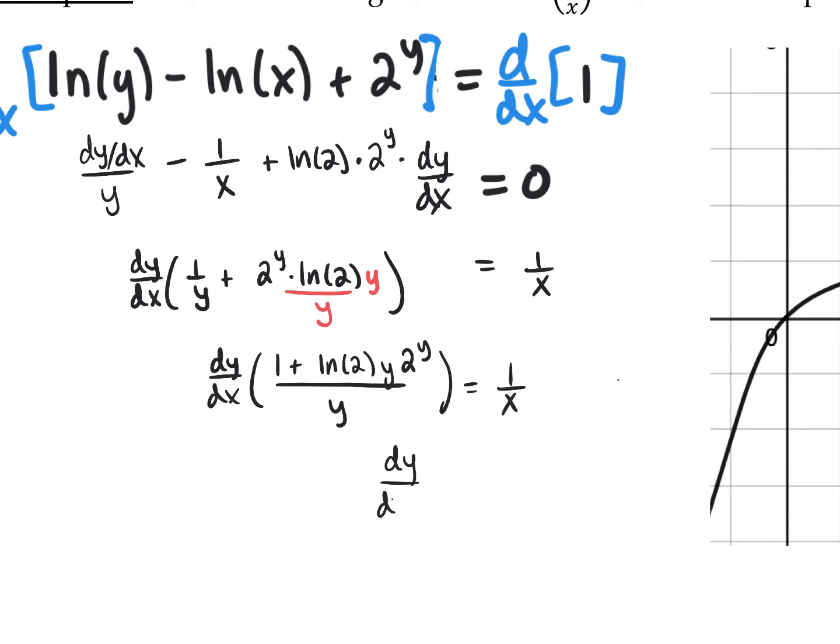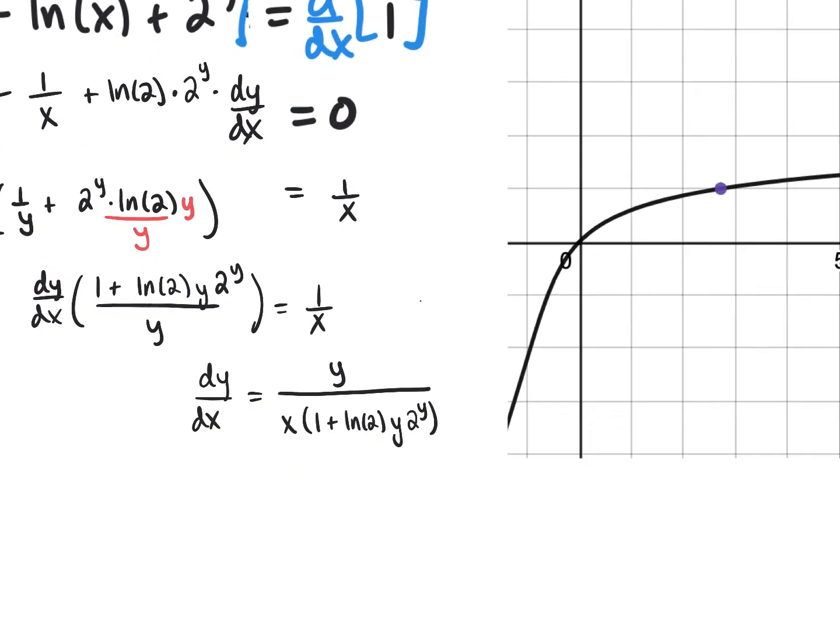So now in order to divide, I really just need to cross multiply. So it's going to be y over x times 1 plus the natural log of 2 times y times 2 to the y. And now I need to actually evaluate this at the given point, which was at e comma 1. So we're putting 1 in for the y, e in for the x's. So I have natural log of 2 times 1 times 2 to the first.